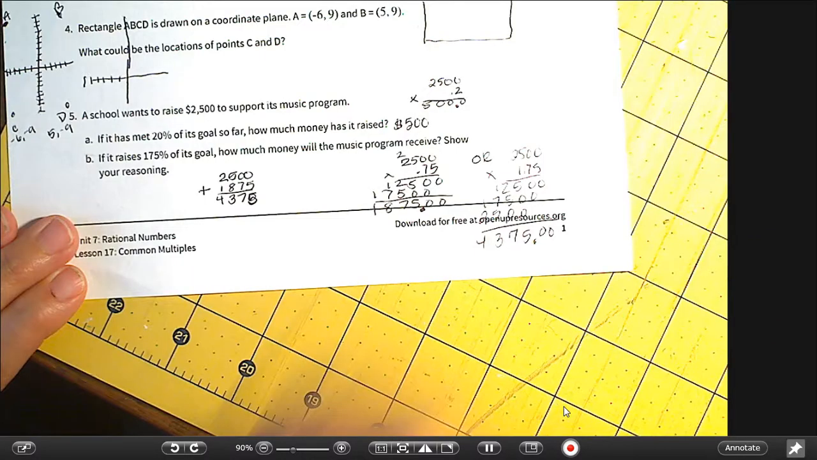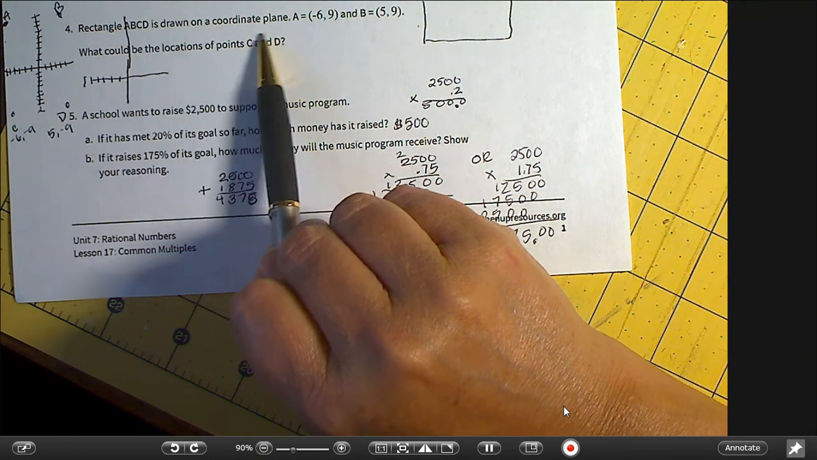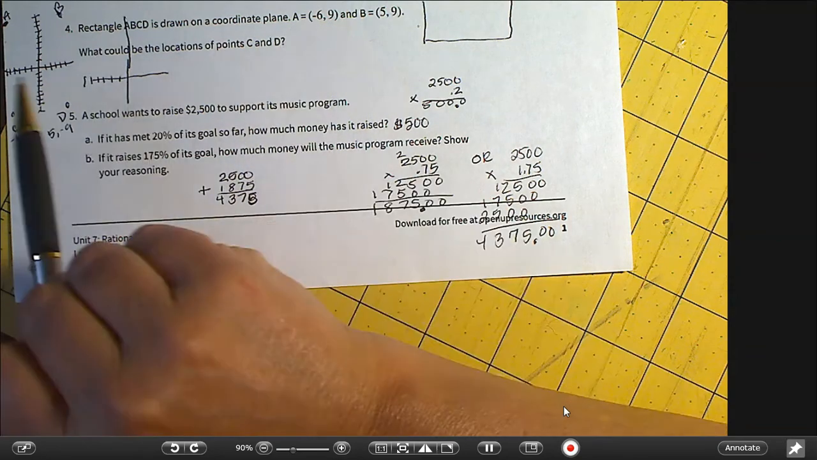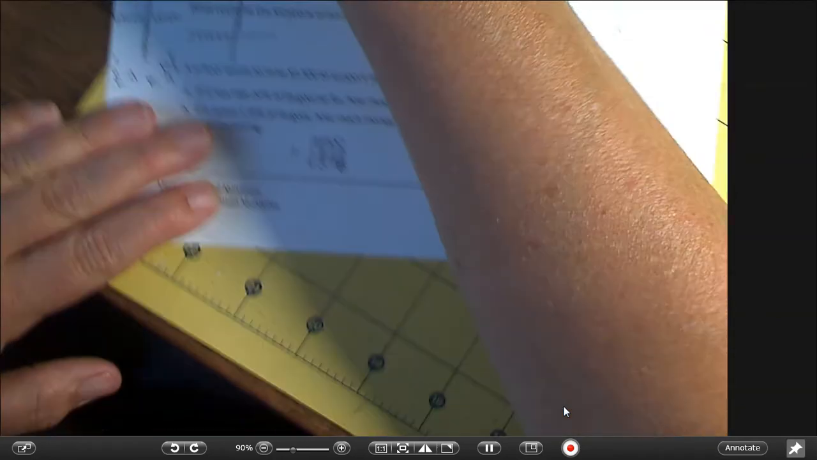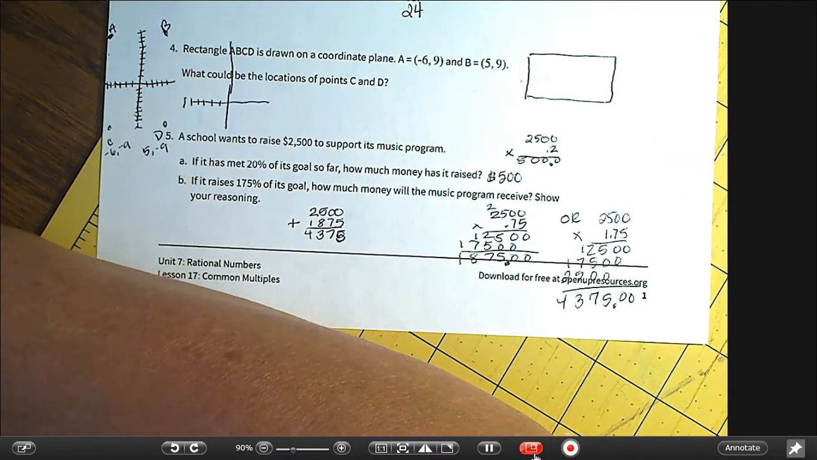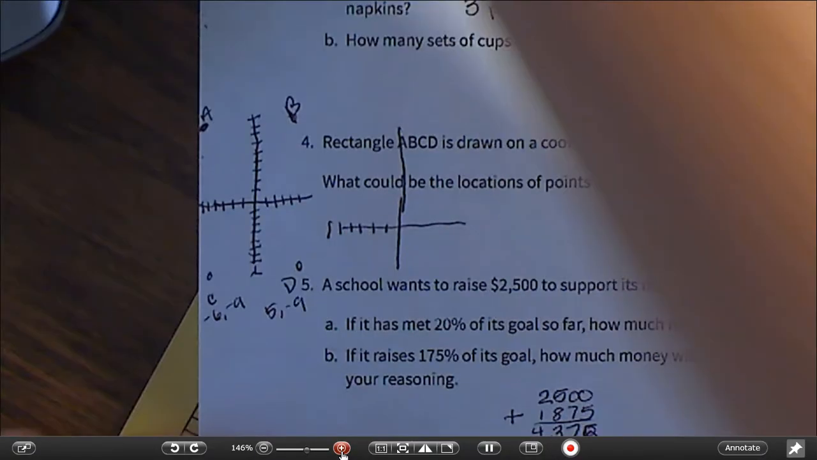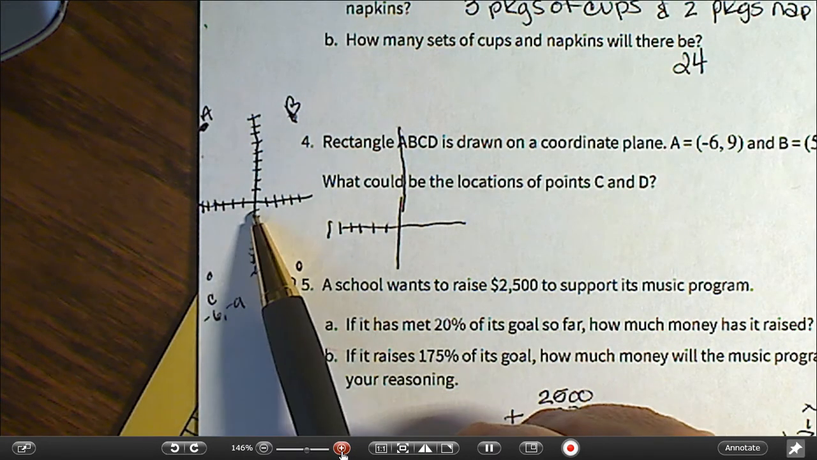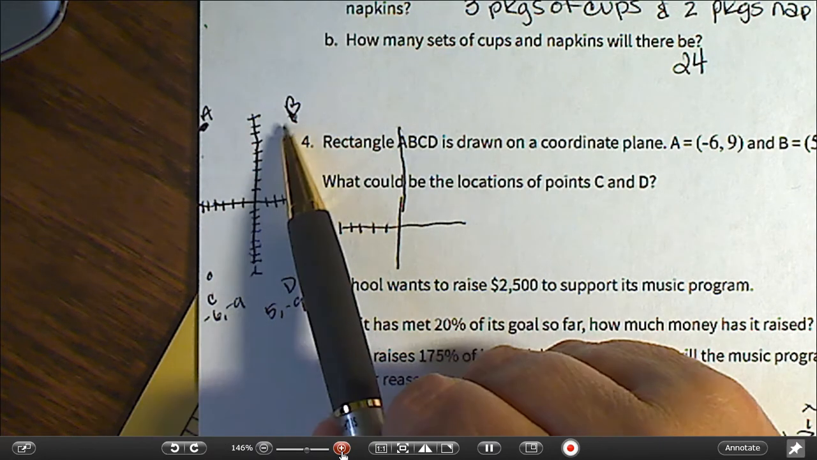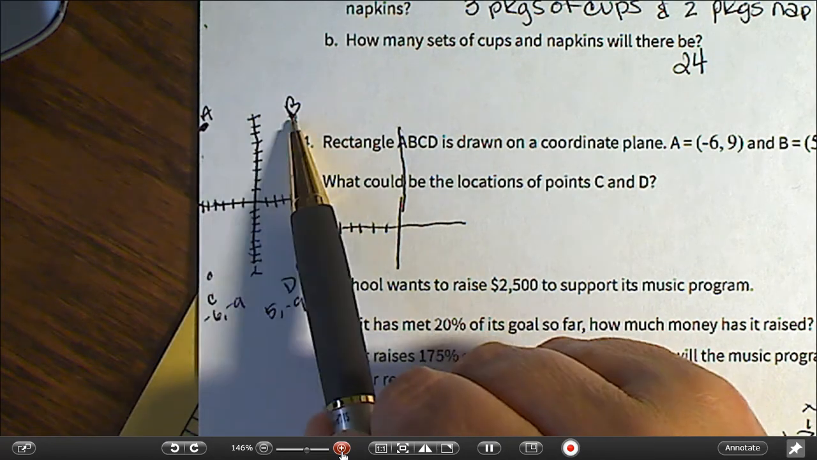All right, number 4. I tried to draw a few different times. It says the rectangle ABCD is drawn on a coordinate plane such that A is negative 6, 9, so I did over here, negative 6 and 9. Let's come over here and try to zoom in a little bit. If A is negative 6, positive 9, and B is positive 5, positive 9, they'd be here.